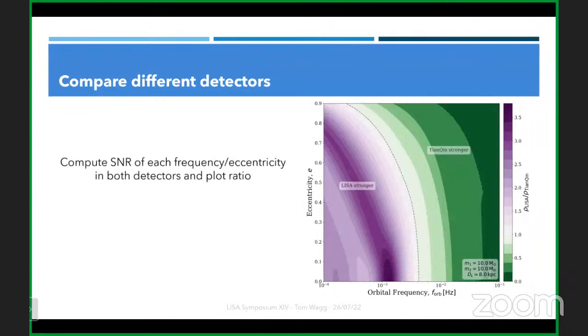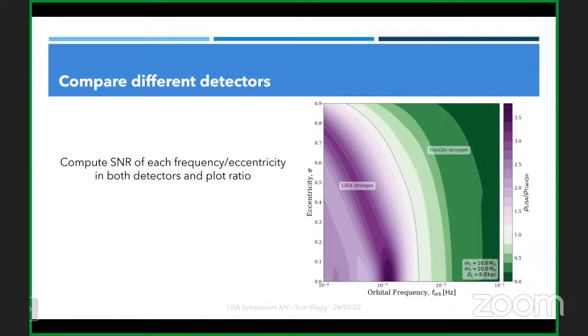But what we can do here is take a grid of systems with orbital frequency, again, same way as before, low frequencies on the left, high frequencies on the right. And this time the y-axis is showing you eccentricity. So you can see highly eccentric sources at the top and circular sources at the bottom. What I'm doing here is calculating the signal-to-noise ratio in both detectors using LEGWORK. And I should say all of these systems have the same masses, same distances. And what I'm plotting is the ratio.